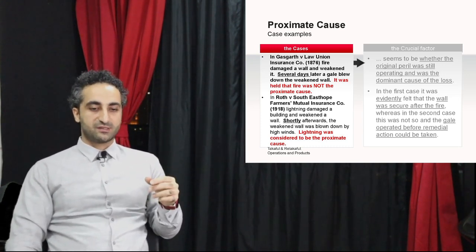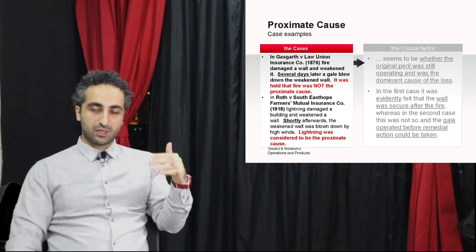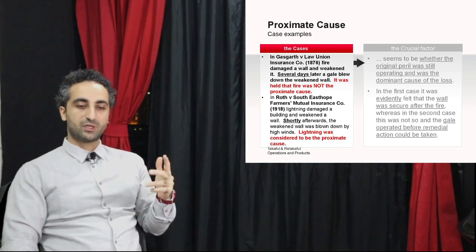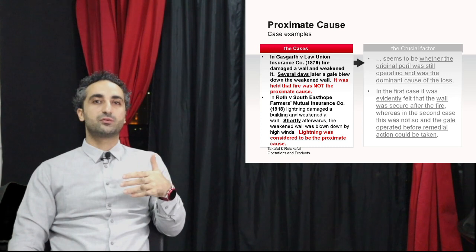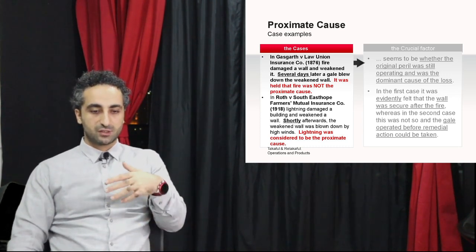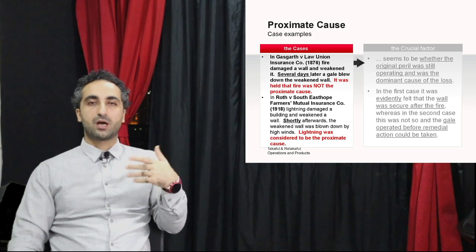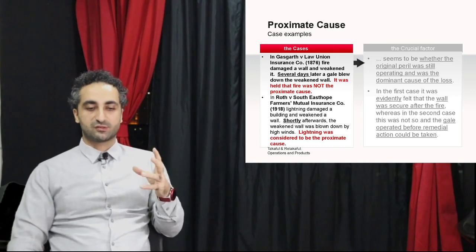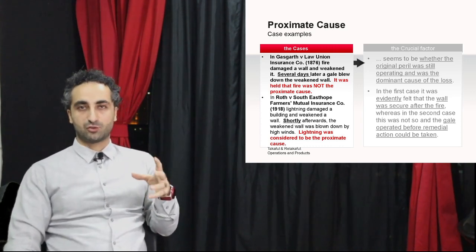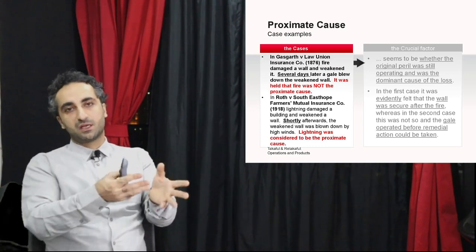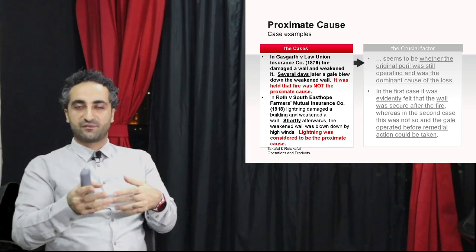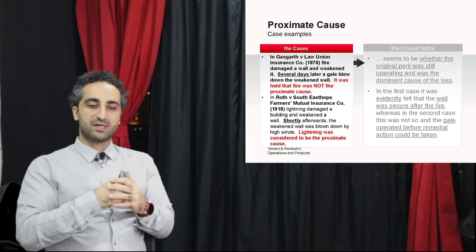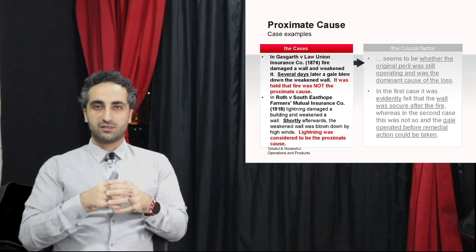Okay, one more case. Lightning damaged a building and weakened a wall. Shortly afterwards, look at the word, shortly afterwards, the weakened wall was blown down by high winds. So it didn't happen the next day with a storm or the following day. Lightning was considered to be the proximate cause. Of course, lightning weakened it, maybe minutes or hours before the strong wind made it fall. It's different here. It was held that the proximate cause here is basically the lightning.